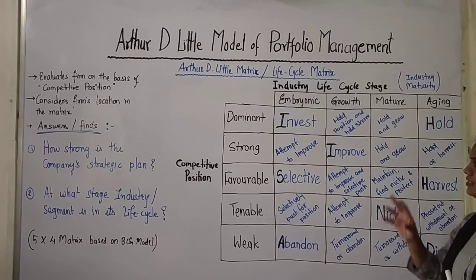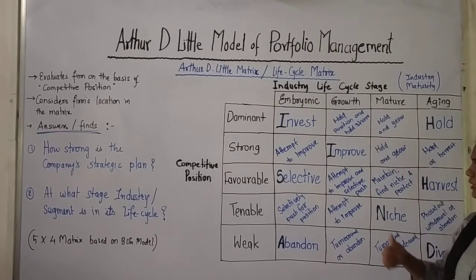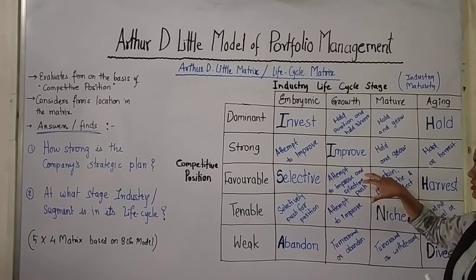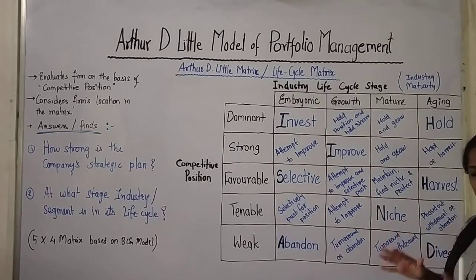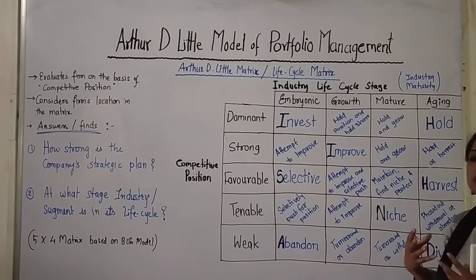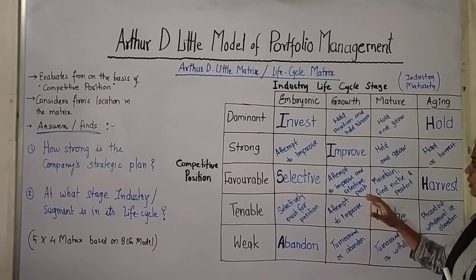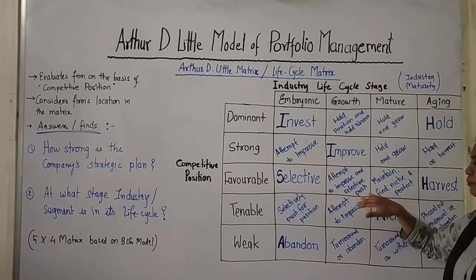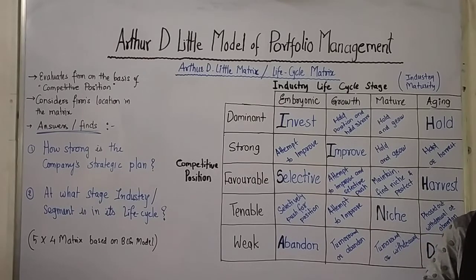The organization in the growth and dominant combination can hold the position and hold the share. In the growth and favorable situation, your competitive position is favorable, there are a lot of competitors and you have to make more effort to maintain your position in the market, and you are in the growth stage. Then what action is suggested? It suggests that attempt to improve and selective push should be applied.